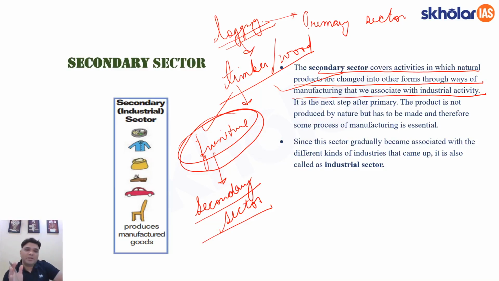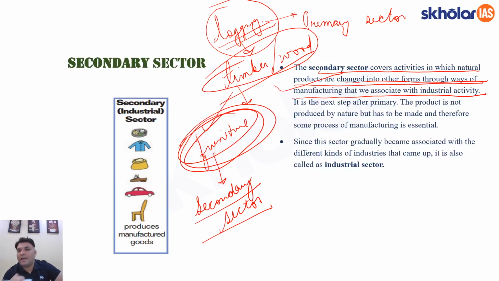अब आपको ये समझना है कि भैया फर्नीचर तो तभी बन पाएगा जब a primary sector activity of logging is done. So without primary sector activities, secondary sector activities are very difficult to achieve, right? And therefore it is said that secondary sector activities are those in which natural products are changed into other forms. जैसे wood is changed into a form of a sofa or a dining table or a chair, right? And this happens through an industrial activity, right? A lot of cutting, chopping, furnishing, polishing goes on, so those activities will be considered as secondary sector activities.